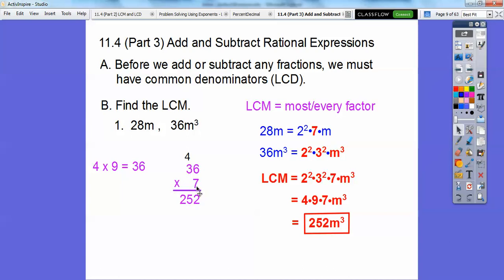7. It's not hard, you guys. 7 times 6 is 42. There's the 2. Okay, carry the 4. 7 times 3 is 21. 21 plus 4 is 25, so 252.